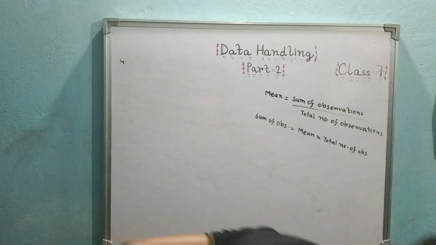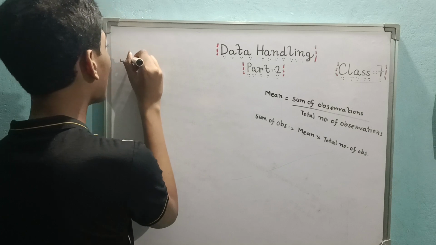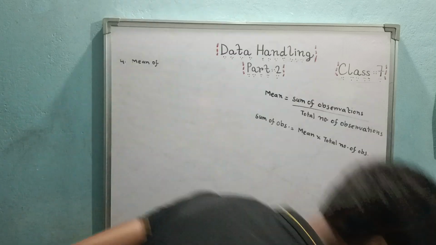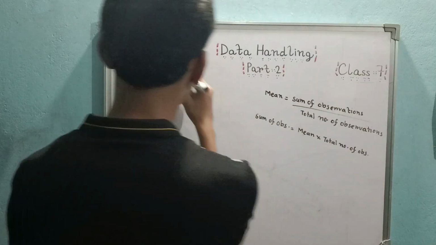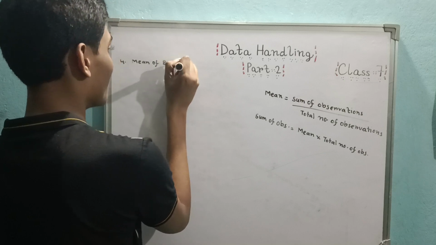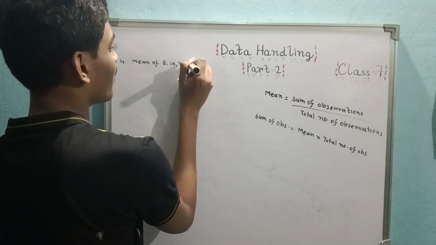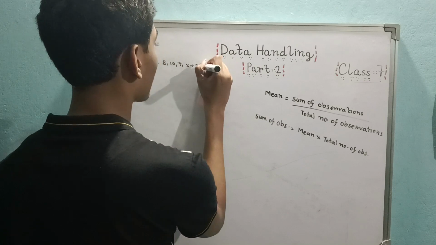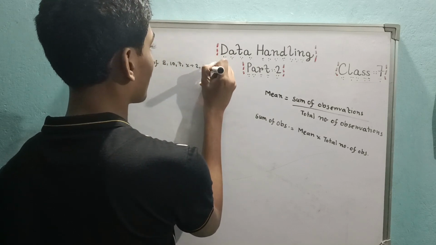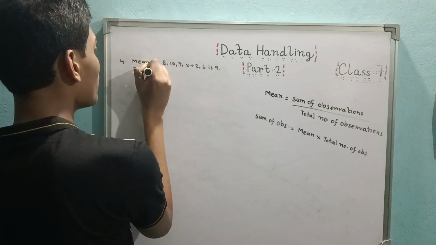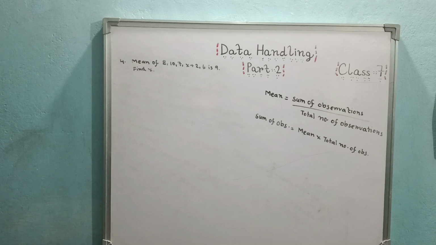Now, some standard algebra for you here. Mean of 8, 10, 7, x plus 2, comma 6 is 9. Find x. I think that before I finished writing the question, many of you solved it. Nothing I can do, I have to solve it as well.